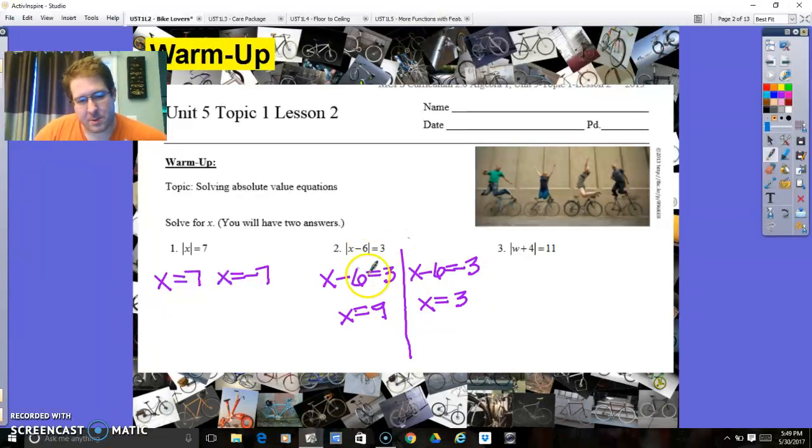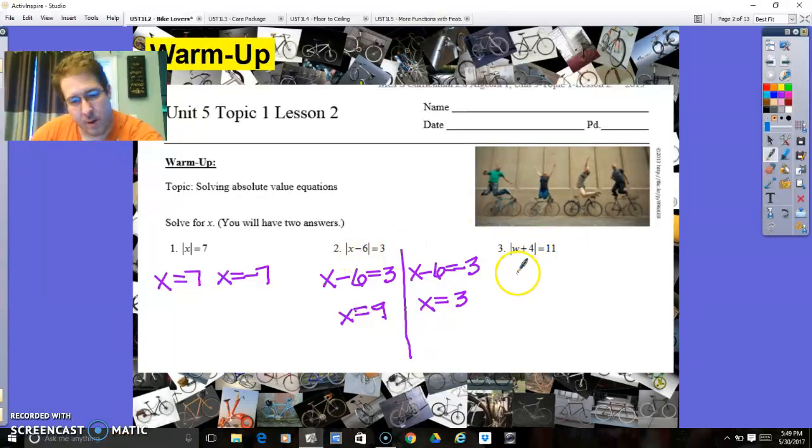So now, if I plug those numbers back in, it should work. 9 minus 6 is 3. The absolute value of 3 is 3. That works. 3 minus 6 is negative 3. And the absolute value of negative 3 is also 3 because negative 3 is 3 away from 0.